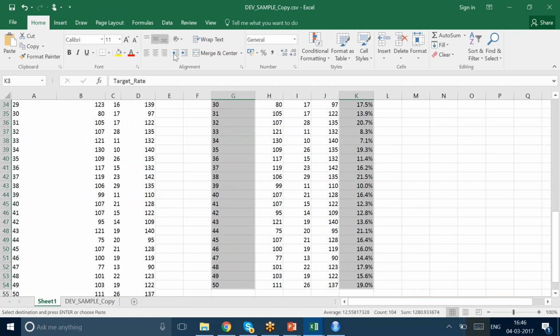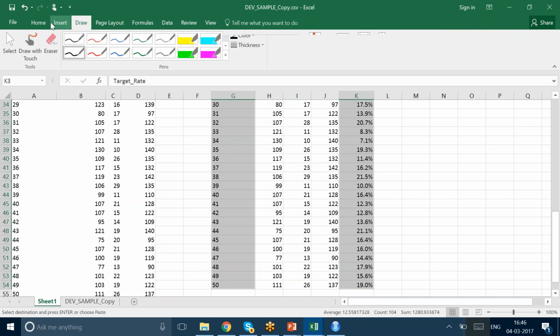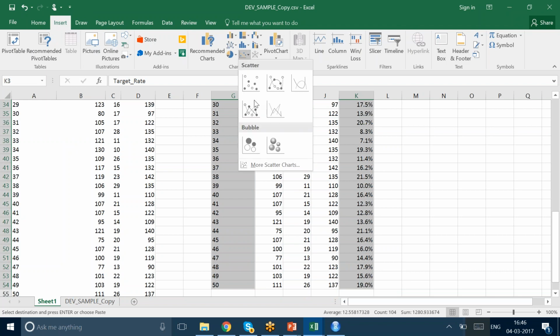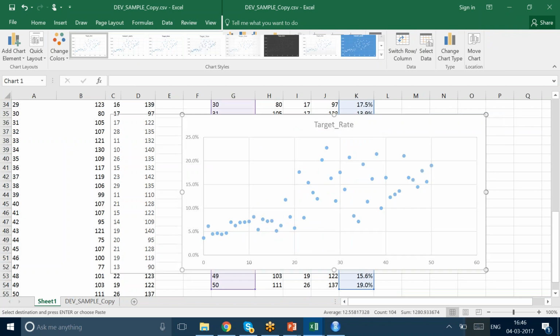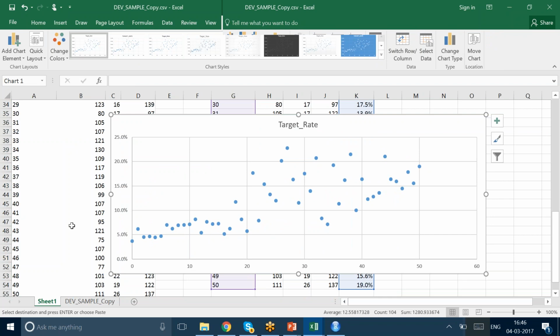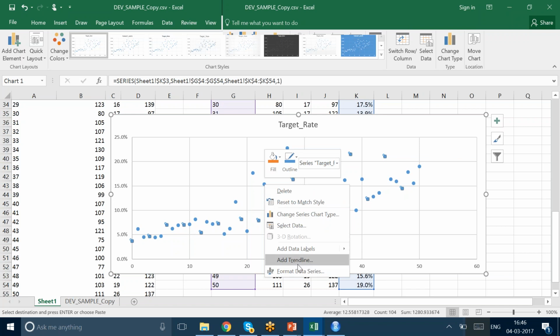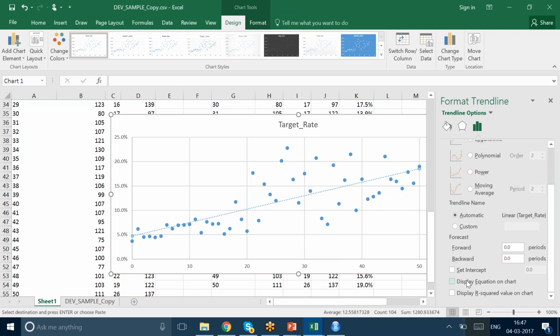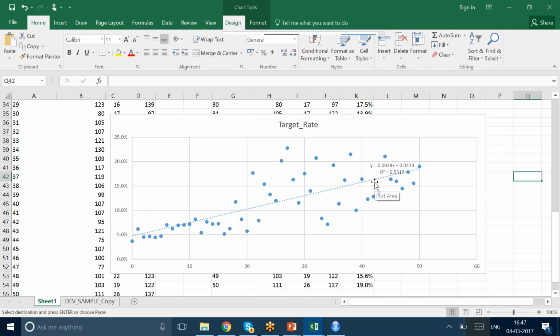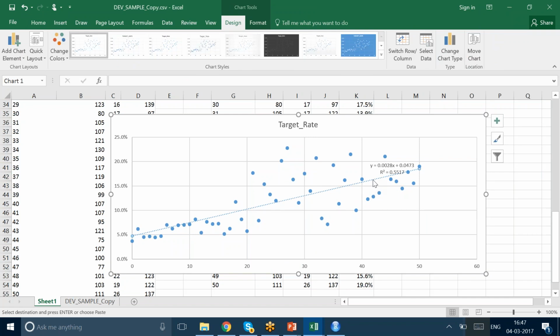Let me now put a scatter diagram for this. This is actually a scatter diagram for number of credit transactions versus response rate. If I now put a scatter diagram, you will get the things much more clear. I want to put a linear regression. This is the kind of trend.